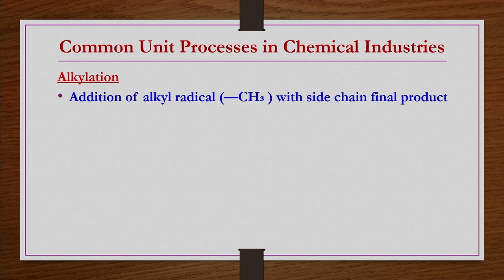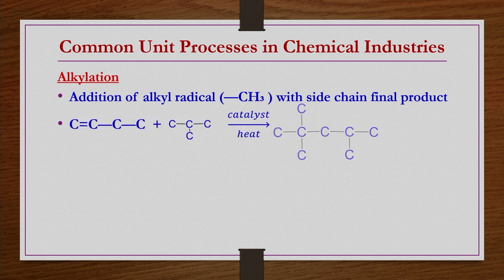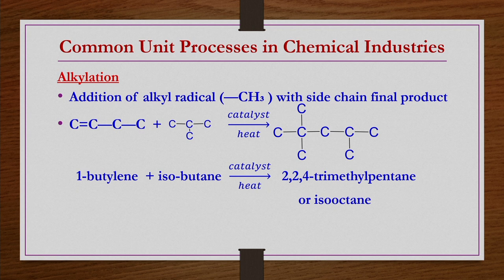Let us start with alkylation. Alkylation is the addition of alkyl radicals, that is CH3, with a side chain final product. So, let us say you have butylene, and if you do an alkylation reaction with isobutane, then you can get isooctane in the presence of heat and catalyst. These are representative reactions.